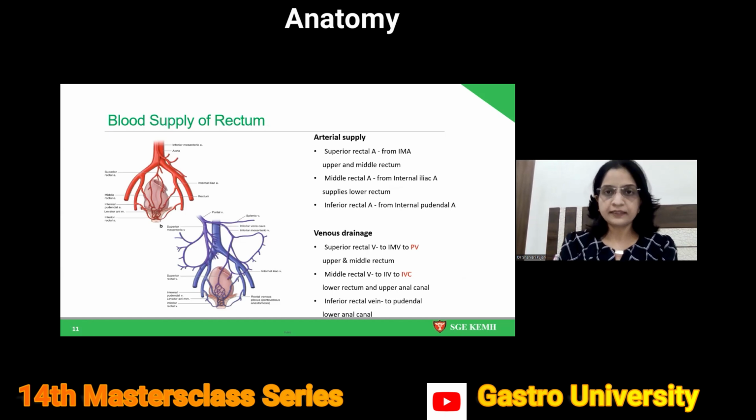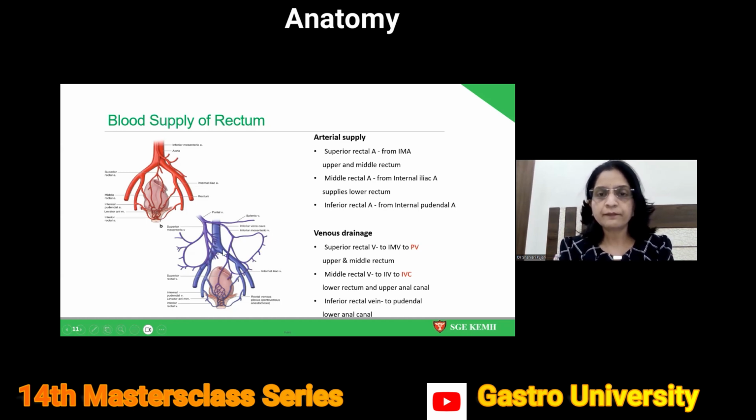Now coming to blood supply of the rectum. Rectum is supplied superiorly by the superior rectal artery, which comes from the inferior mesenteric artery branch of aorta. Middle rectal artery arises from the internal iliac artery, supplying the middle and lower part of the rectum, and inferior rectal artery arises from the internal pudendal artery.